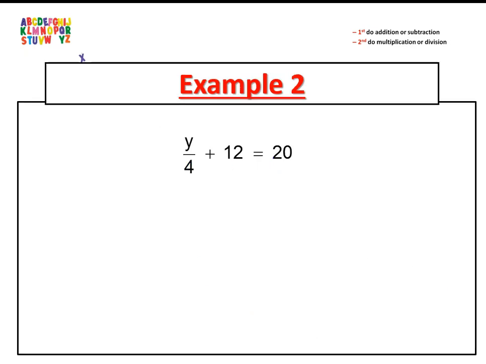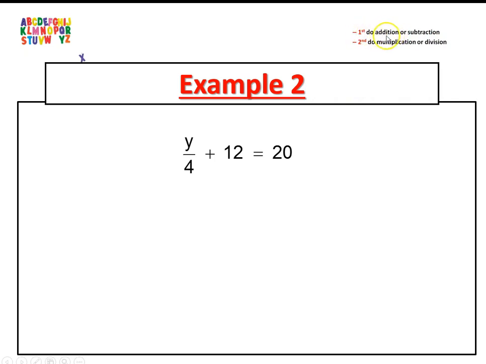So example number 2, we've got y divided by 4 plus 12 equals 20. So I said two keywords there. I said divided by and I said plus. That means we've got division here and we've got addition. So we got to undo those. And which are we going to undo first?